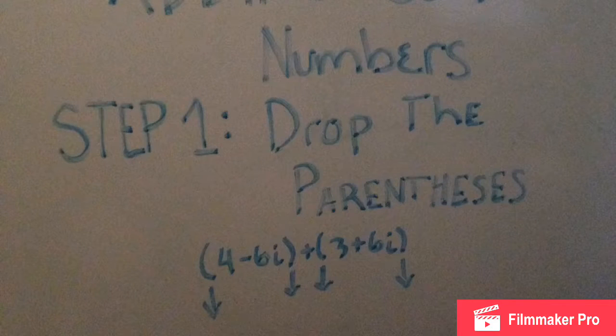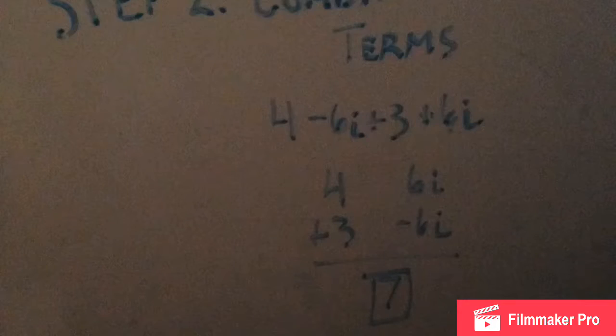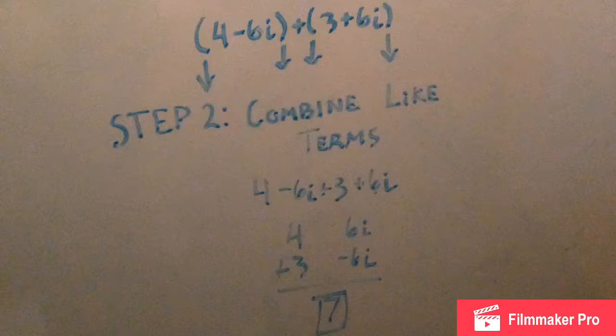For the first step, you drop the parentheses so there are no parentheses in the equation. For step 2, you are going to combine the like terms, such as the real number plus another real number, or the imaginary number plus imaginary number. Adding complex numbers is a simple process that only requires 2 steps.